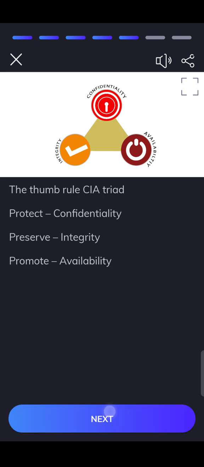The thumb rule, the CIA triad. Protect, confidentiality. Preserve, integrity. Promote, availability.